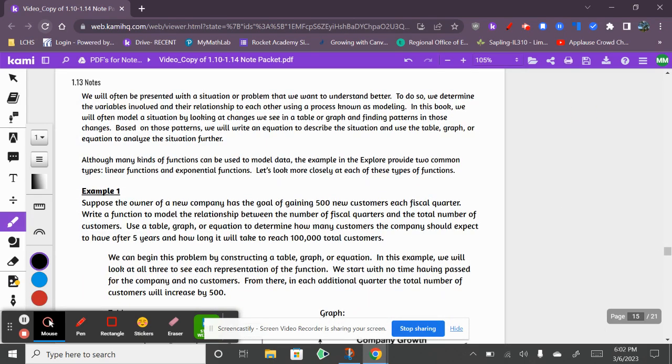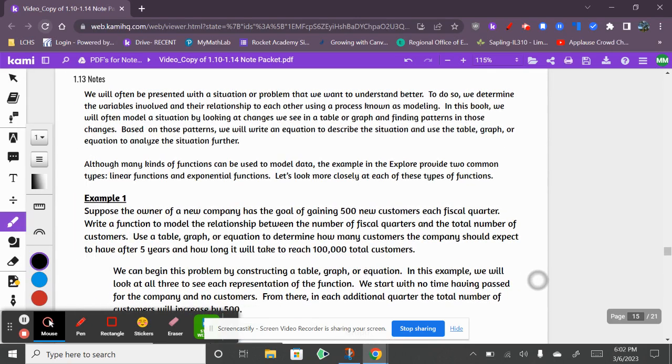Okay, we will often be presented with a situation or problem that we want to understand better. To do so, we determine the variables involved and their relationship to each other using a process known as modeling. In this book, we will often model a situation by looking at changes we see in a table or graph and find patterns in those changes. Based on those patterns, we will write an equation to describe the situation and use the table, graph, or equation to analyze the situation further. Although many kinds of functions can be used to model data, the example in the explore problem that we just looked at provides two common types, linear functions and exponential functions. Let's look more closely at these types of functions.